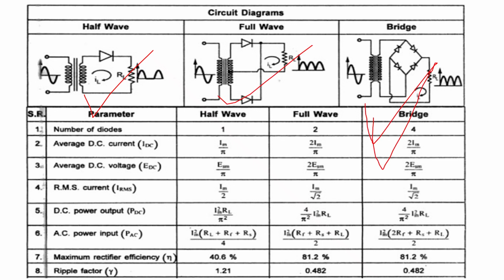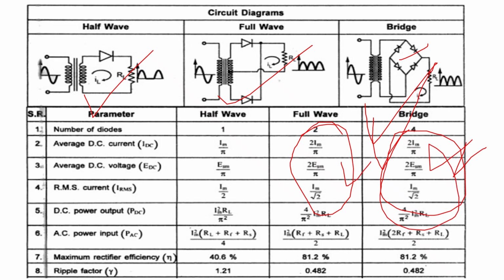Here we are using the 4 diodes in order to form the bridge rectifier. You can pause this video and check all the comparison details. Almost all of these parameters are similar, right? Why? Because both are full wave rectifiers, and if you take half of all these, then you will get the half wave rectifier.